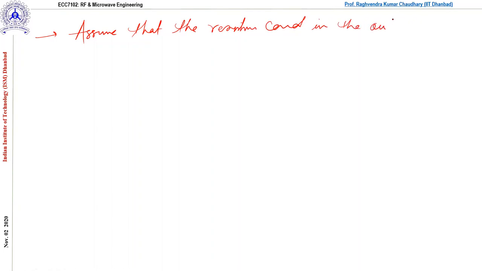Now let's assume that the resistive card in the output section is parallel to the y-axis. Then what will happen? Then the component of the electric field polarized along the x-axis would be the only one transmitted. Are you getting this? If the resistive card in the output section is parallel to the y-axis, then the electric field going to the last section, polarized along the x-axis, is the only thing that is going to be transmitted.